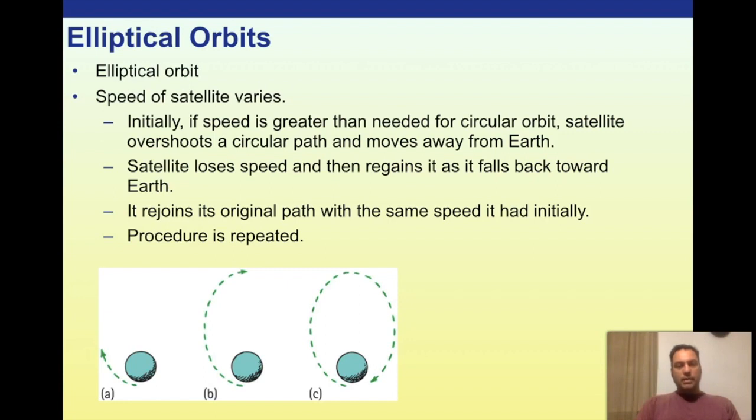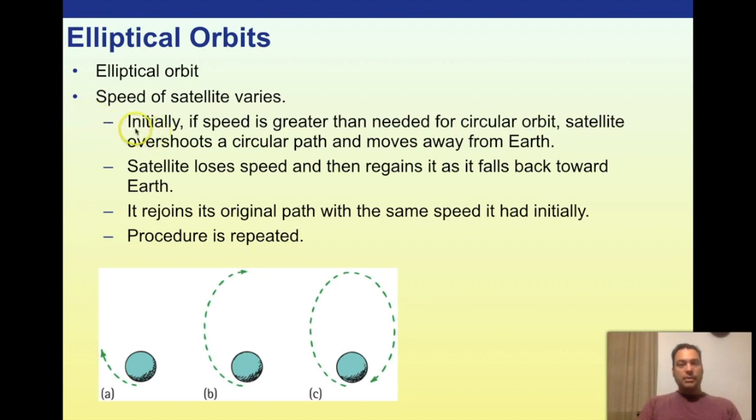Okay, so let's talk about the nuts and bolts of elliptical orbits, specifically the speed. What's interesting about a circular orbit is that the speed is constant. It never changes. But in an elliptical orbit, it is constantly changing. The satellite will be accelerating, slowing down, decelerating, so on and so forth, changing paths.